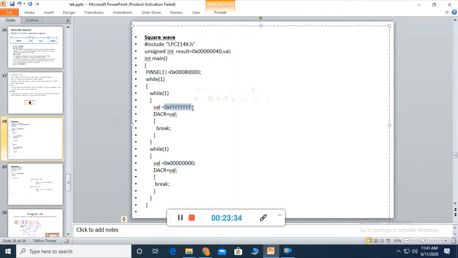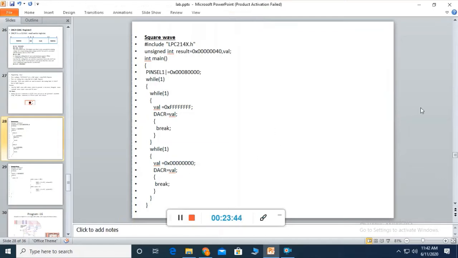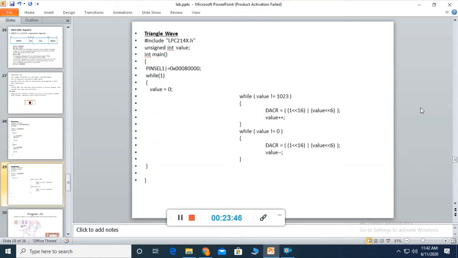So the DAC register is loaded with a maximum value and a minimum value, allowing your analog output voltage to switch back and forth between a high and low value. Similarly, if you want to generate a triangular wave, we want to linearly increment the values so that it reaches a maximum peak, and we want to decrement it such that it again falls linearly from a maximum to minimum value.